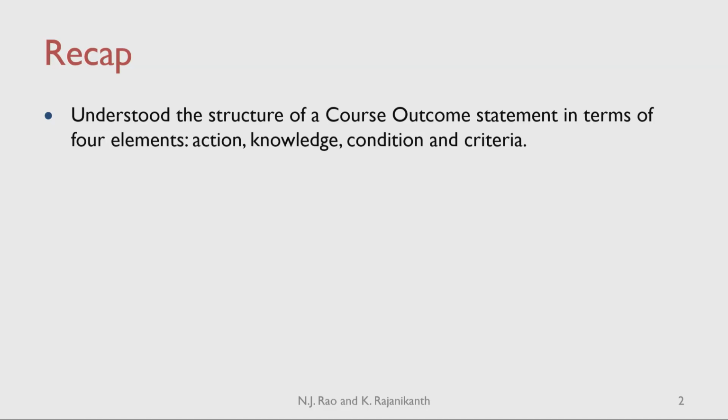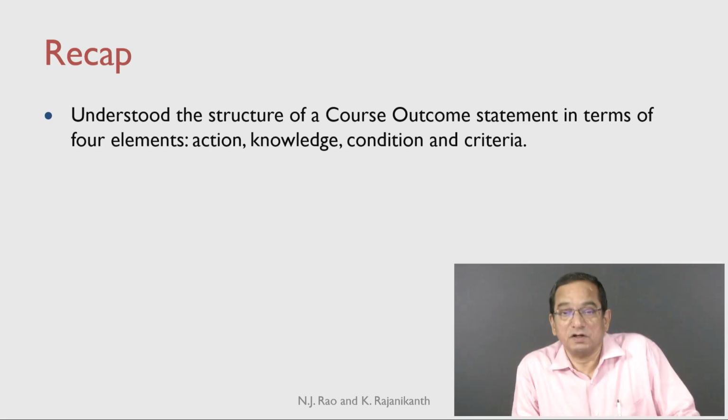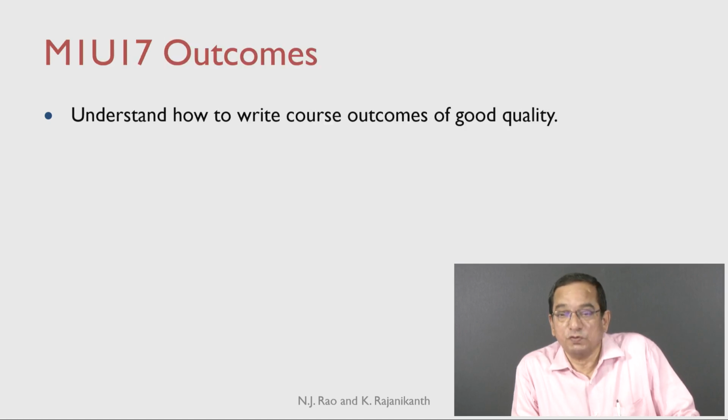In the earlier unit, we understood the structure of a course outcome statement in terms of four elements: action, knowledge, condition, and criteria. We noted that of these four elements, action and knowledge are mandatory, condition and criteria are optional. In this unit, we'll look at how to write course outcomes of good quality. So the outcome of this unit is to understand how to write course outcomes of good quality.